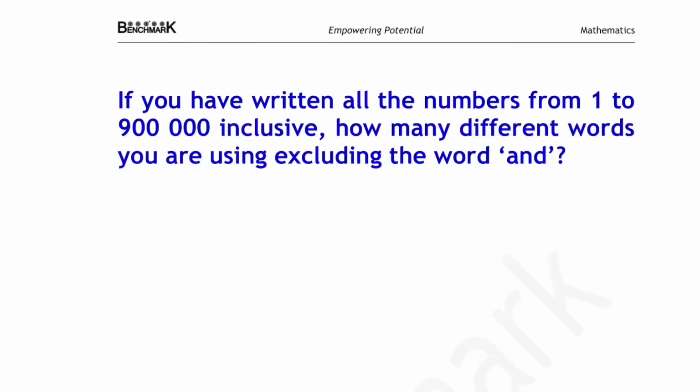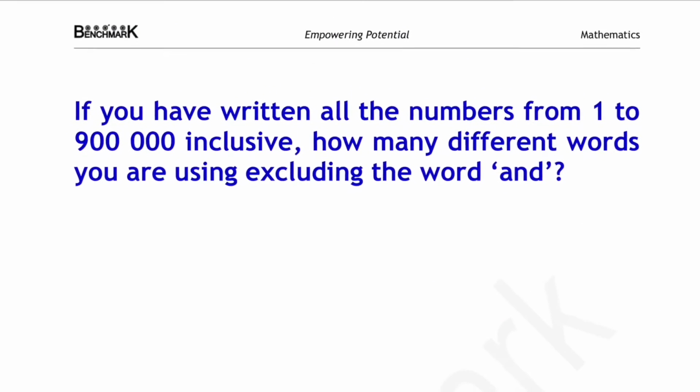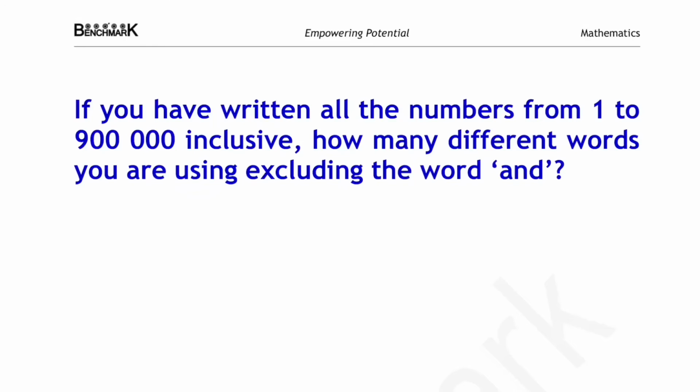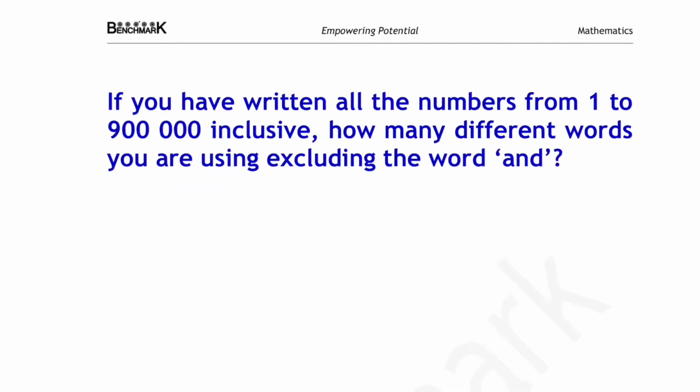Yes, there's a question. Look at that. If you have written all the numbers from 1 to 900,000 inclusive, how many different words are you using, excluding the word "and"? Now you need to write from 1 to 900,000. So you have to write 1, 2, 3, 4, and so on, which means you have to write numbers in 1 digit, 2 digit and so on, up to numbers in 6 digits.